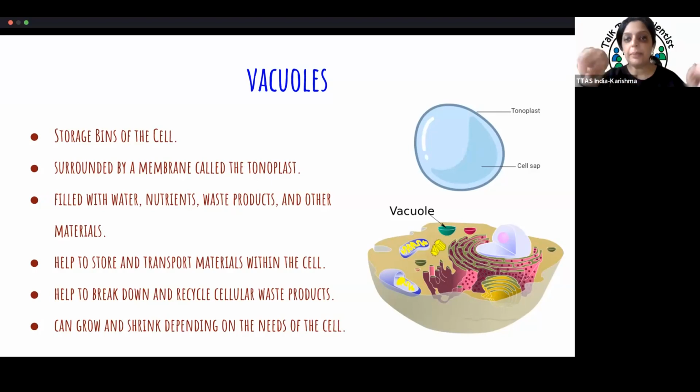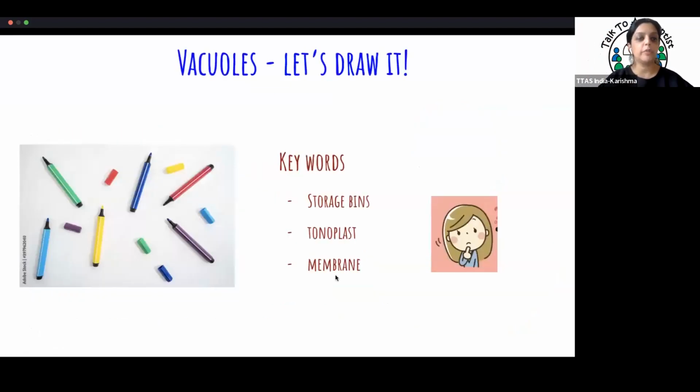Okay. Importantly, the membrane of the vacuole is called a tonoplast. That's usually in plant cells. But anyway, you can just remember that it has a membrane. So now when we're drawing vacuoles, let's move to the next slide. When we're drawing vacuoles, we should think of drawing them as empty bins which store things. They have a membrane and they're in the cytoplasm.